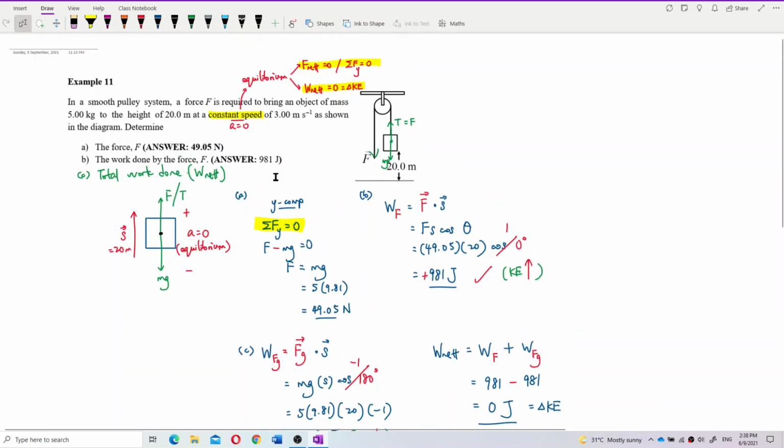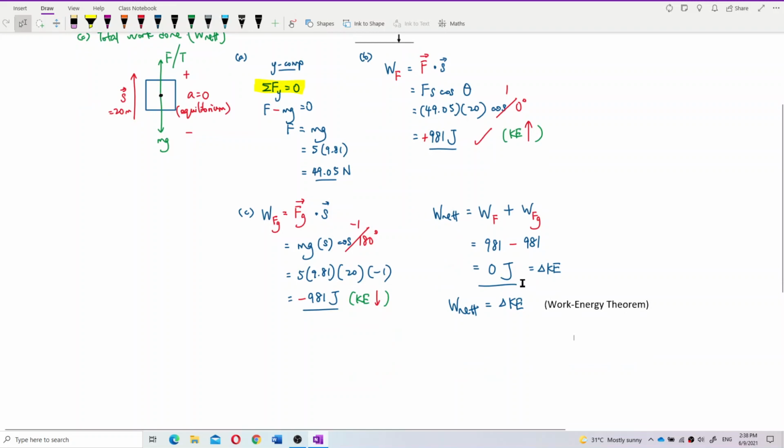From the first place, you say constant speed, which means the change of kinetic energy is 0. The net work done is equal to 0. So I already know the answer for net work done must be 0, because you say constant speed. That's why after I got the work done by force F and work done by gravitational force, I total them up, I surely get 0.